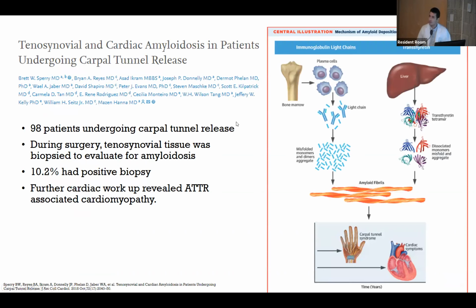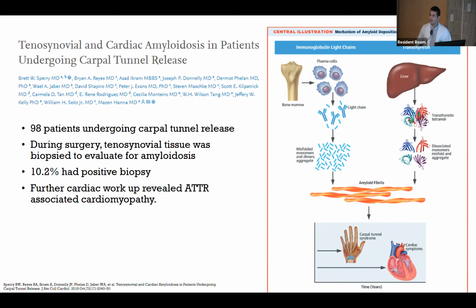To go into one of these risk factors, amyloidosis, it was the subject of a recent study by Sperry et al., where they evaluated 98 patients undergoing carpal tunnel release. During the open release, they would take a little biopsy of the flexor tenosynovium, which was then sent out for Congo red staining to evaluate for amyloidosis. What they found is about 10.2% of patients had a positive biopsy for a type of cardiac amyloidosis called transthyretin.